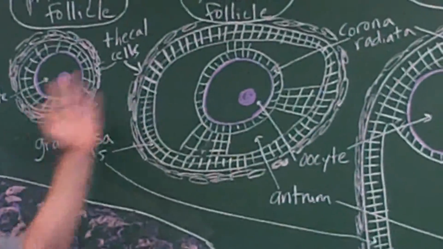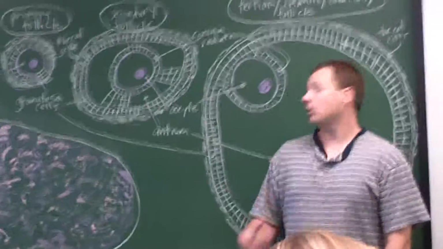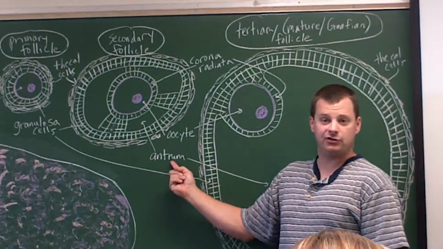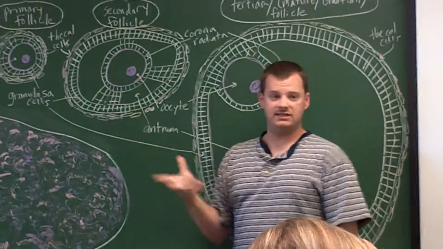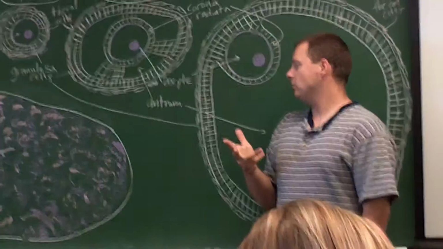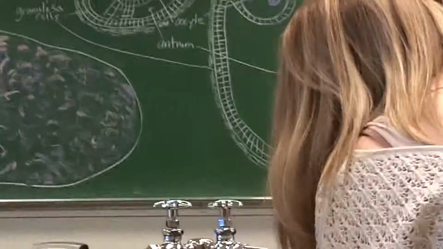Now, moving from a primary follicle to a secondary follicle, the big differences here are size. It's going to get a little bigger again, and the presence of an antrum. So you start to see the beginnings of these little cavities, these little fluid-filled pockets develop. Notice, though, that the antrum is not going to be too big. If the antrum gets too big, that's a sign you're into a tertiary follicle.